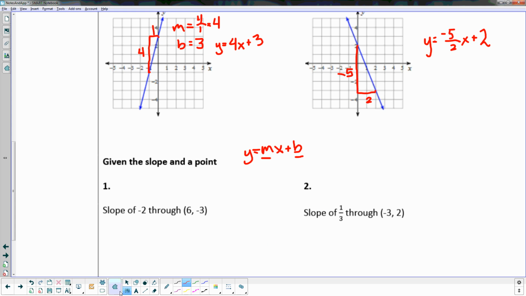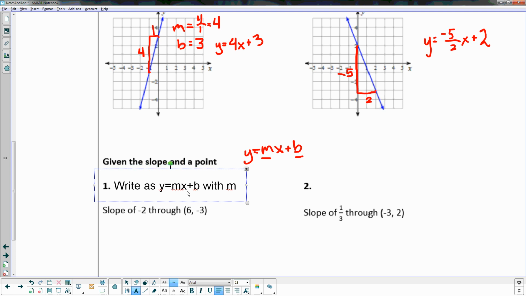But, and I have this written as 2 steps. I would almost envision it being 3 steps. But the first step is going to be, I could even see this as 4 steps, I guess. We'll just kind of write it up as we need to. But write as y equals mx plus b with slope for m. Okay, let's call that step 1A.